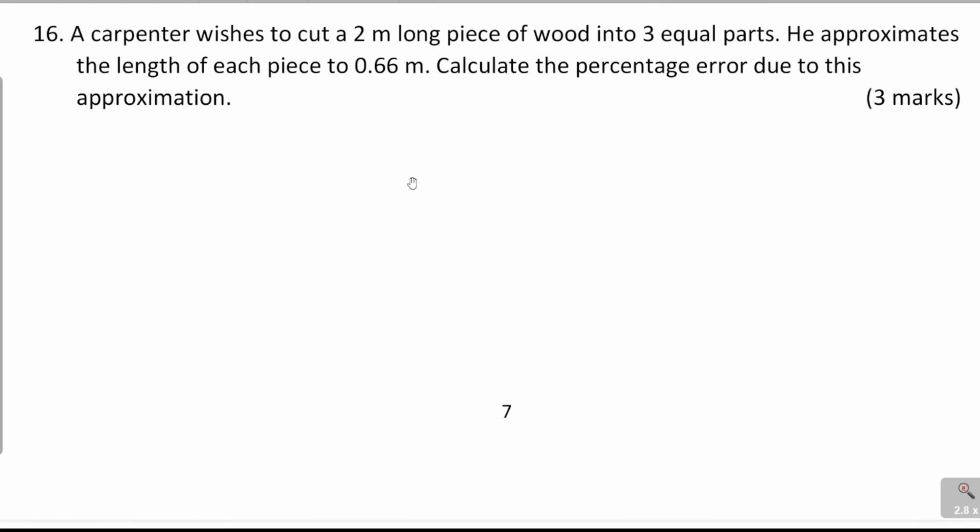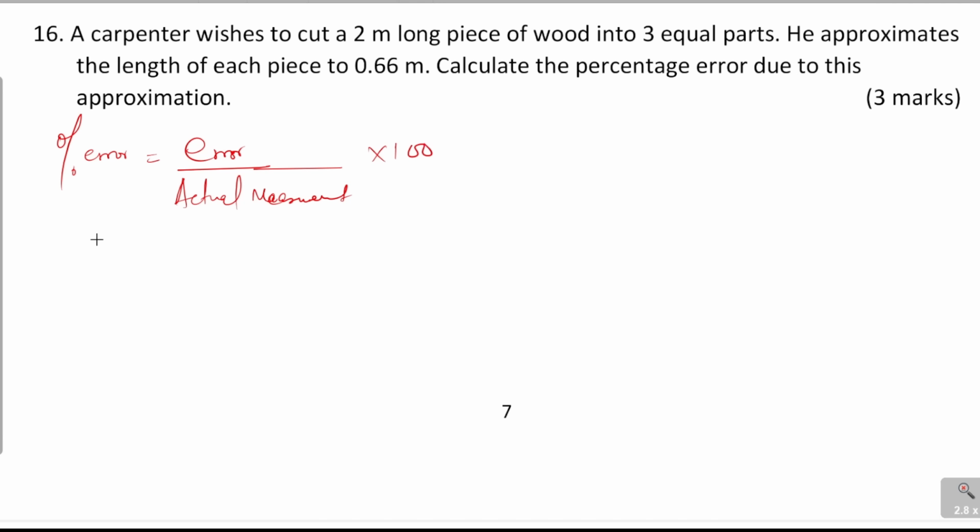Question 16. A carpenter wishes to cut a 2-meter long piece of wood into 3 equal parts. He approximates the length of each piece to 0.66 meters. Calculate the percentage error due to this approximation. You need to get the percentage error. So how do you get the percentage error? That is where we begin. Percentage error is given by the error in this measurement, divided by the actual measurement, then you multiply by 100.